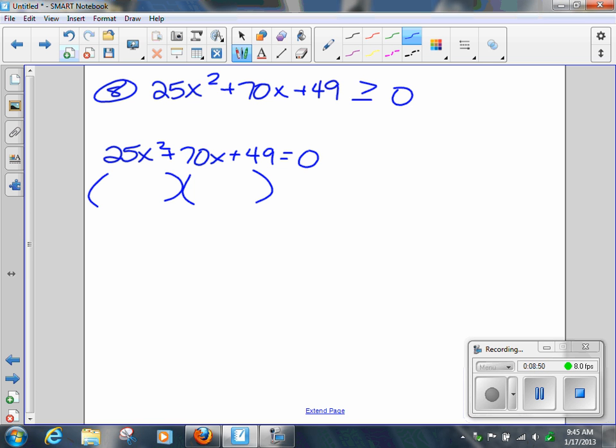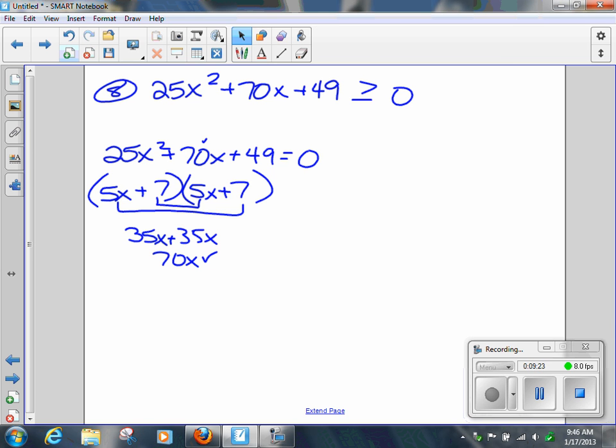Folks, what's perfect square? What's the square root of 25x squared? 5x. What's the square root of 49? 7. Signs are the same, both going to be pluses. Now, if you're not sure, check the middle terms. What's 5 times 7? 35x. What's 7 times 5x? 35x. Does my middle term match? Yeah, so I know I've got the right factors. But that's how you know if it's a perfect square trinomial.